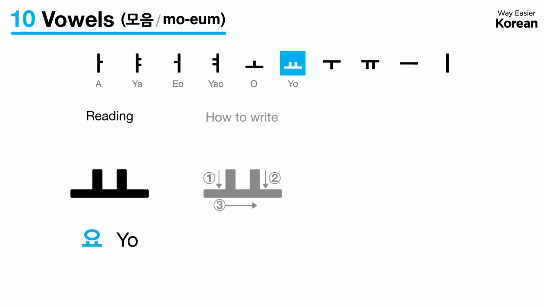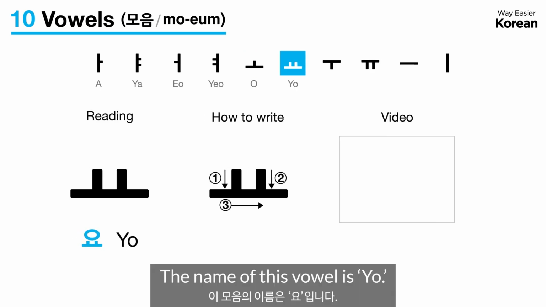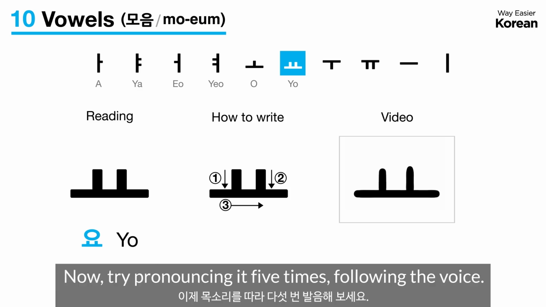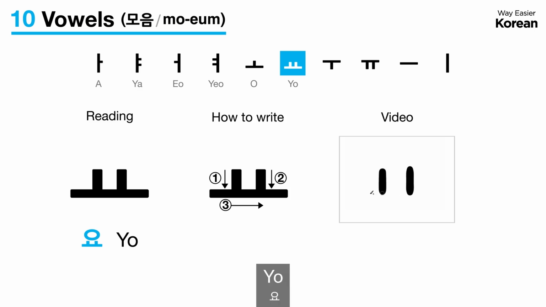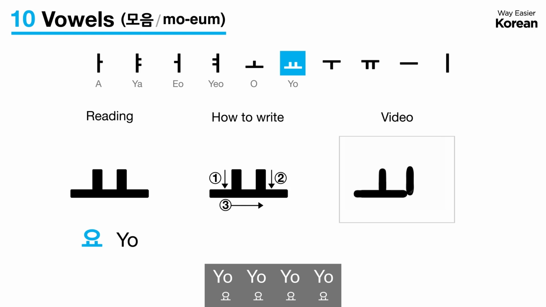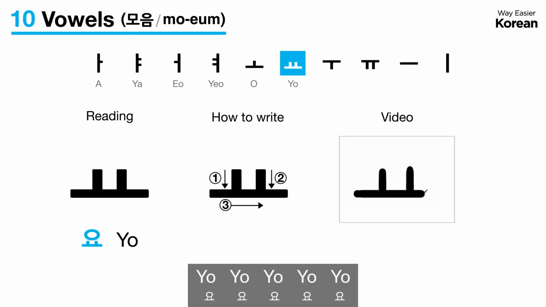요. The name of this vowel is 요. Now, try pronouncing it 5 times, following the voice. 요, 요, 요, 요, 요.